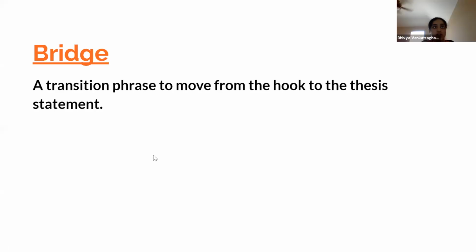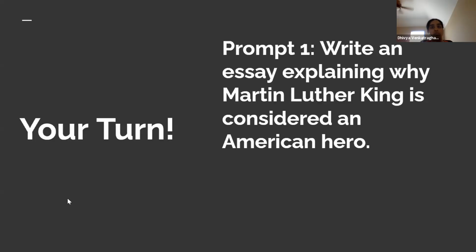Okay, so now, like I promised earlier, we are going to write an introduction paragraph with the hook and the bridge. For the exact same prompt, write an essay explaining why Martin Luther King is considered an American hero. So I'm going to go ahead and put a timer on for about 10 minutes here, and I'll start it.